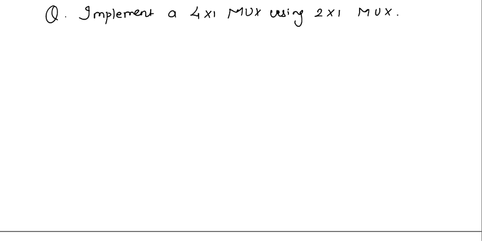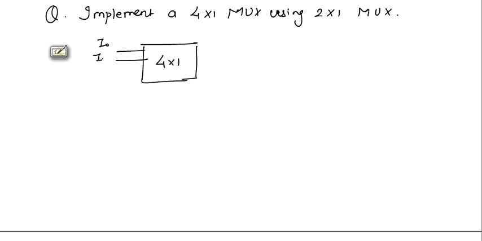Now the implementation can be done easily. First, we know that a 4:1 multiplexer has 4 inputs: I0, I1, I2 and I3, and there will be one output. There will be 2 select lines, S1, S0. So if we implement this circuit using 2:1 multiplexers, we'll make sure that it should have 4 inputs and 2 select lines.